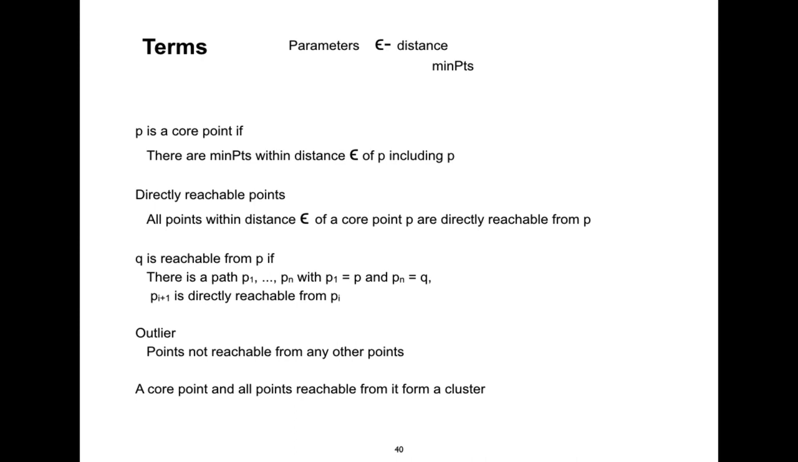Now, Q is reachable from P if we can find a path from P1 to P2 to P3 to Q, right? But the difference is we have to be directly reachable from P1 to P2, from P plus 1 to P, right? So we start at one point and we can then move to any of its really close neighbors, and then we can look at that one and move to any of its really close neighbors, right? So we can sort of move along as long as we are always going to something in that close neighborhood within that given distance.